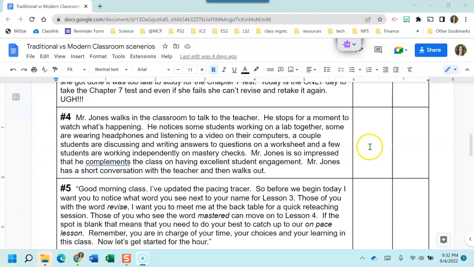What do you think? Is it a traditional classroom or a modern classroom? Make a choice and then make sure to underline one sentence in the scene that supports your answer.